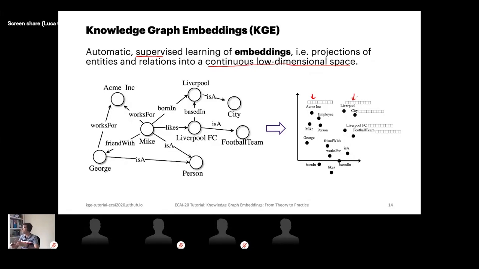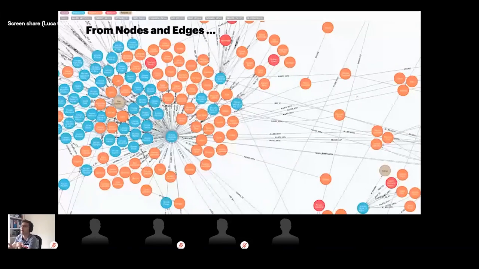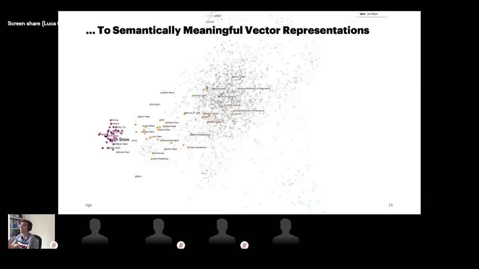These vectors usually have no more than a few hundred components, so they're quite memory savvy, which is a good property. We therefore start from a graph made of nodes and edges, and we move to a vector space where each point represents a concept, and the position in the space of each point is semantically meaningful. It means that, as it happens in word embeddings, similar concepts show up in similar portions of the embedding space, which is a property that we'll leverage later on for downstream tasks.